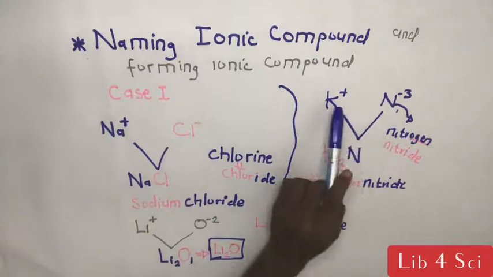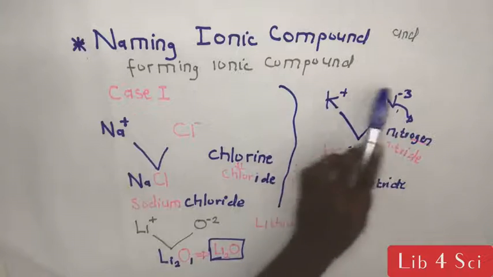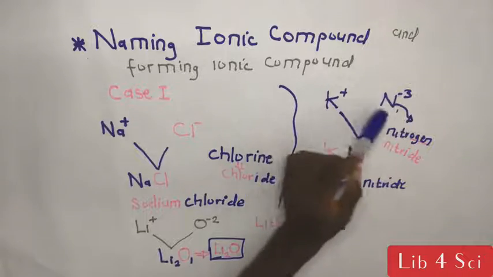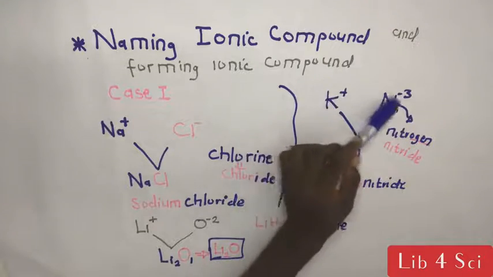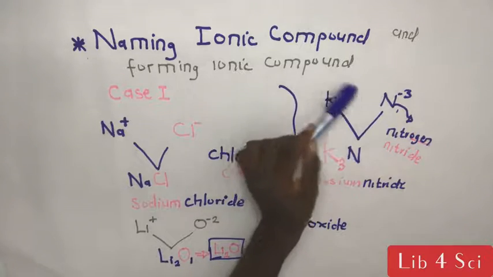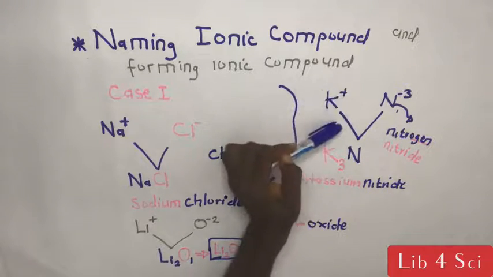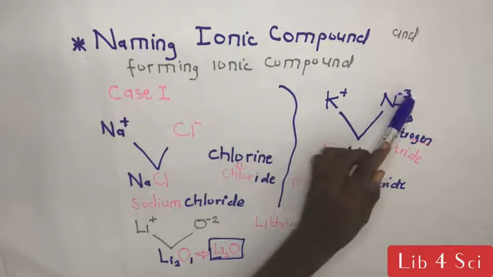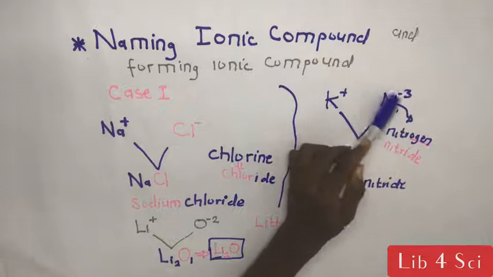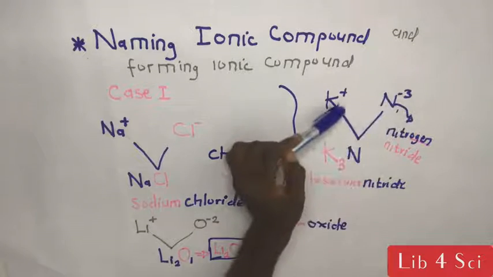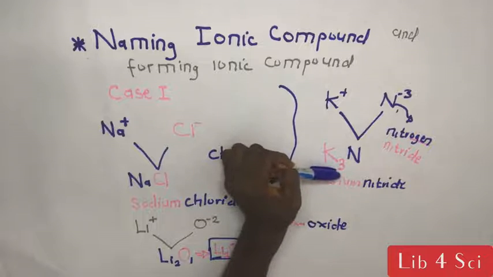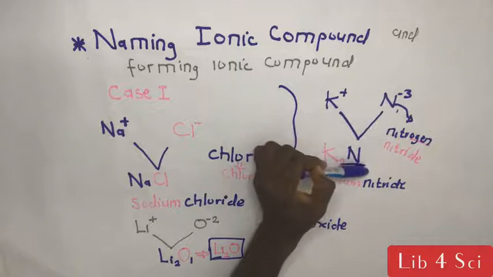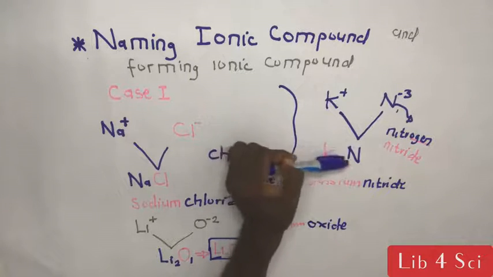The next ions are potassium and nitrogen. If we allow the potassium ion and the nitrogen ion to form a compound, potassium has a positive charge, and more than that, it is a metal. So we write the metal first. The subscript 3 is derived from what? From this 3 that is raised as a power to the nitrogen. So that 3 will serve as a subscript to potassium, whereas the 1 from the potassium will serve as a subscript to nitrogen. So you write the positive charge, which is potassium, followed by the negative charge.